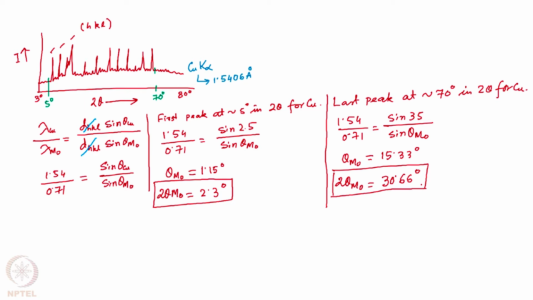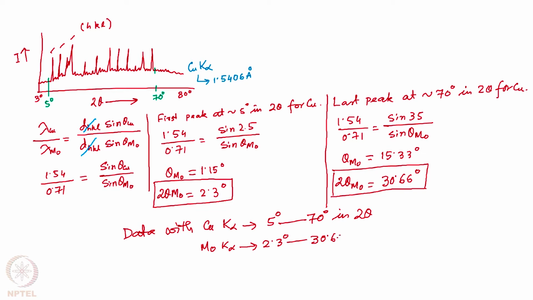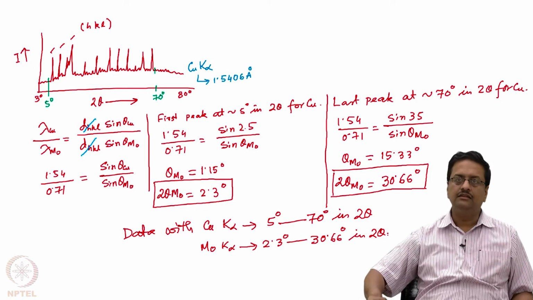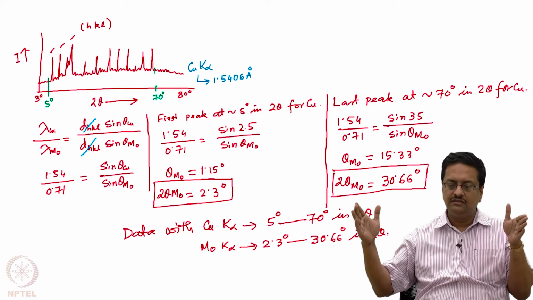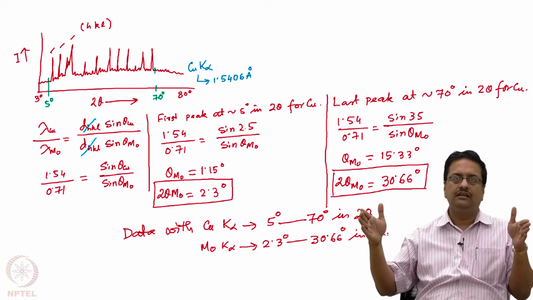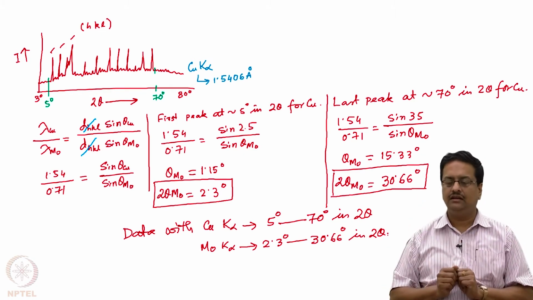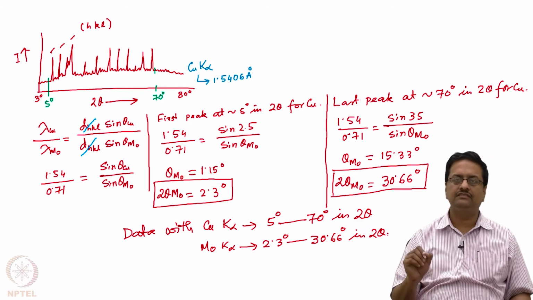So the data collected using copper K alpha spanned from 5 degree to 70 degree in 2 theta. But if we collect with Mo K alpha radiation, the same data would span from 2.3 degree to 30.66 degree in 2 theta. What does it mean? It means the powder pattern, which was quite broad over a range of 2 theta using copper, is now squeezed into a small region of 2 theta, and it appears as if the peaks are very, very close.